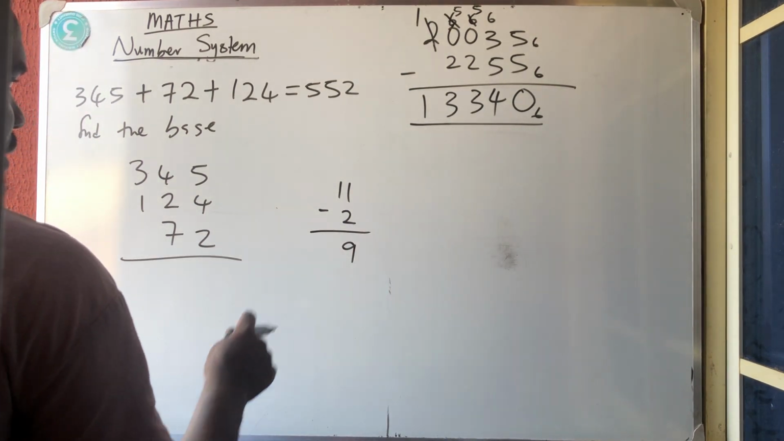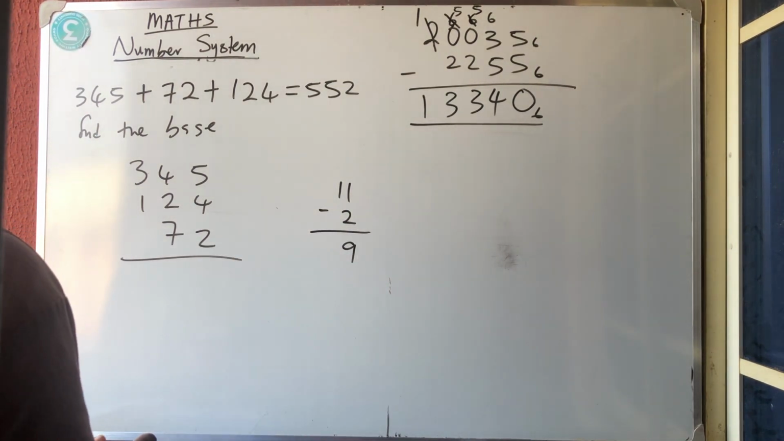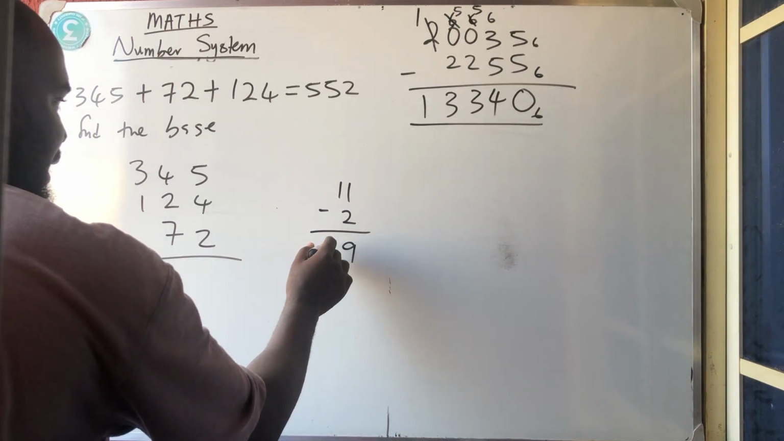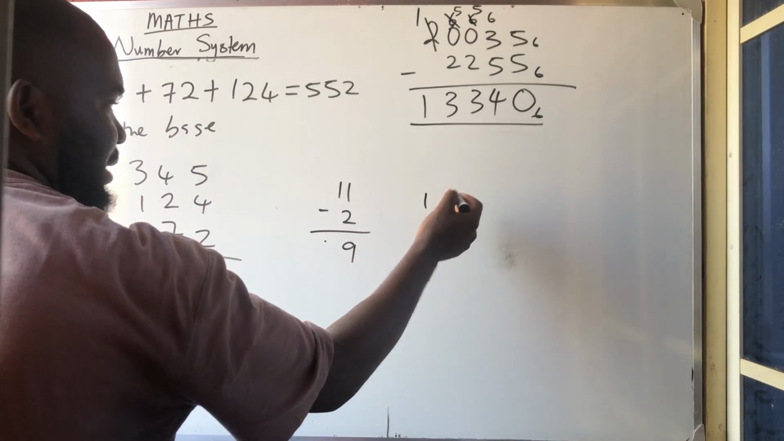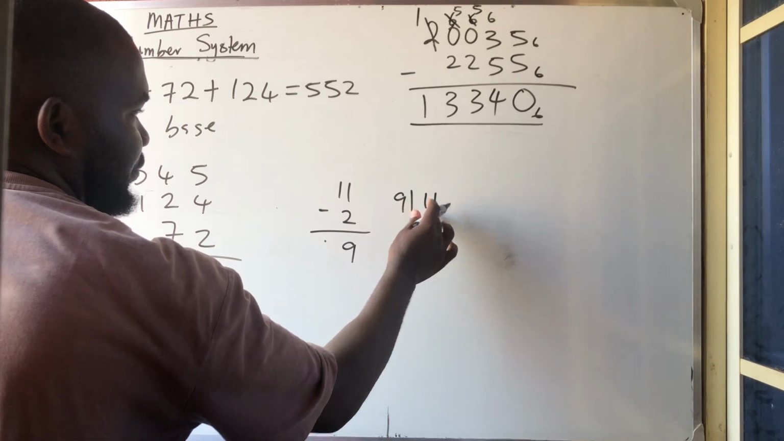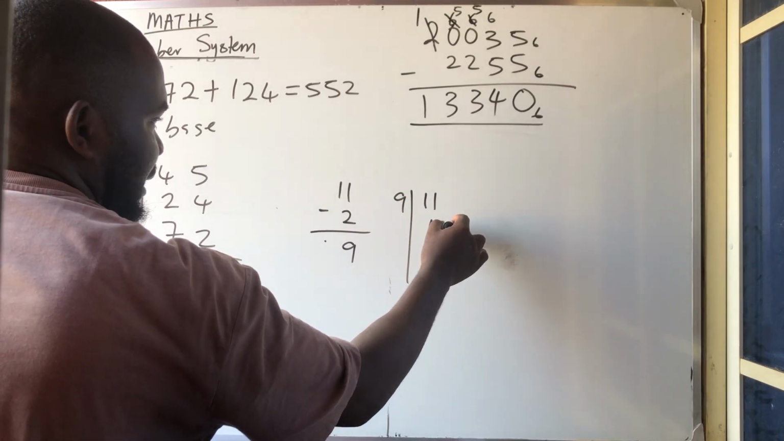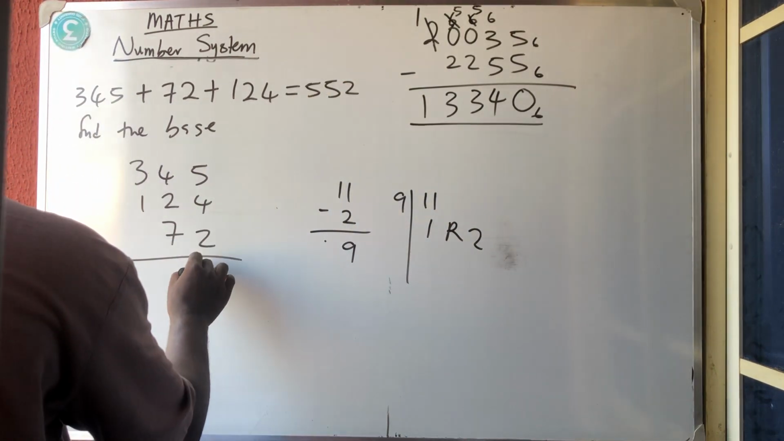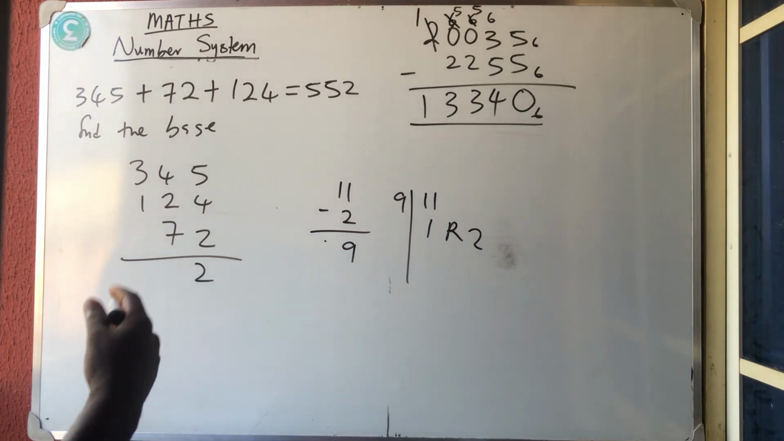Okay, this minus this is 9 now. So 9 and 9 divided by this. So you see that the base is 9. Very simple. 9 divided by this will give you what? 1 remainder 2, which is this 2 that is here. So let's check if it's still correct.